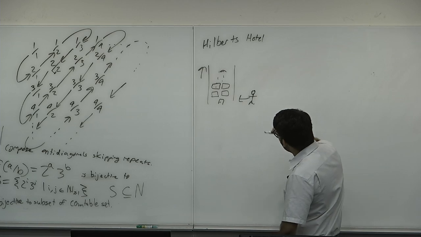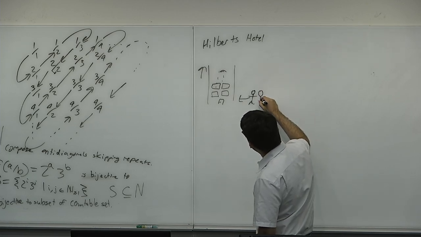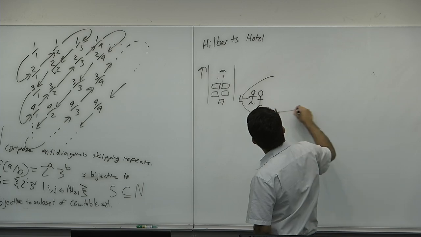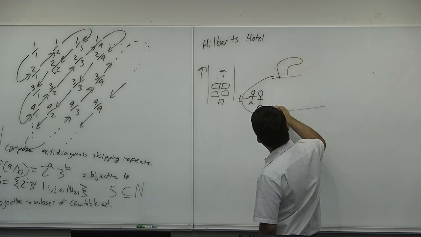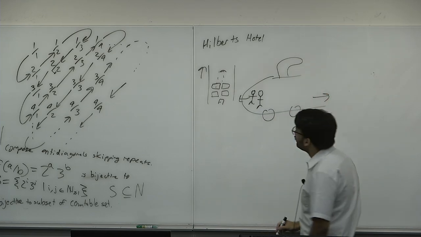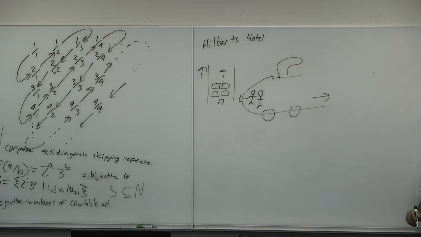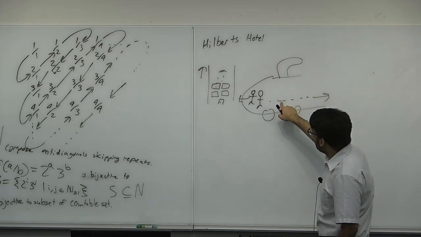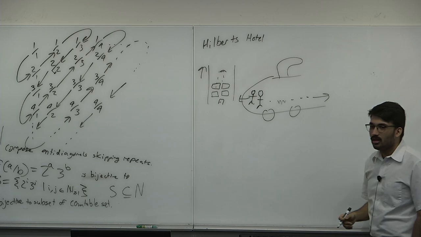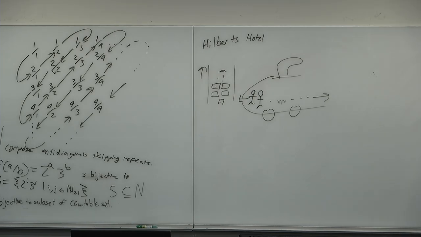What happens if a bus comes, which is countably infinite long? So a bus comes, and it's got countably infinitely many new guests. Even though the hotel is full, the staff says no problem. Infinitely many people just came to the hotel, which already has infinitely many people, and it's full. They are able to make room. How?